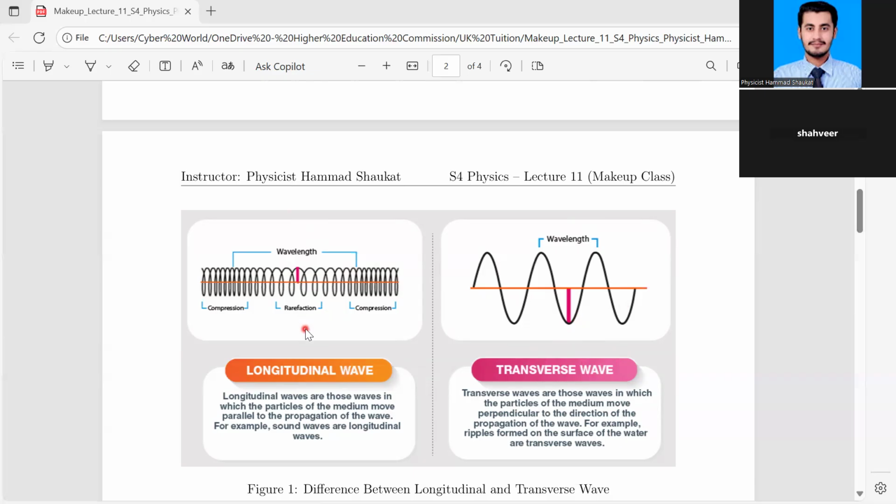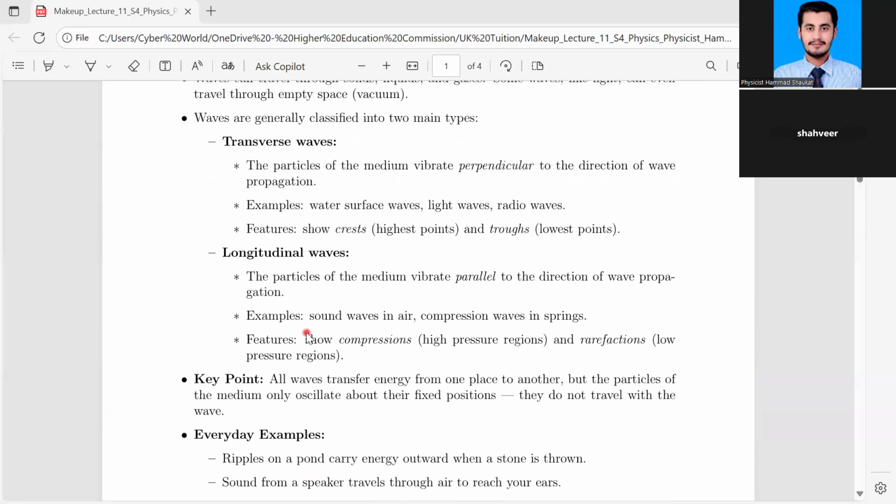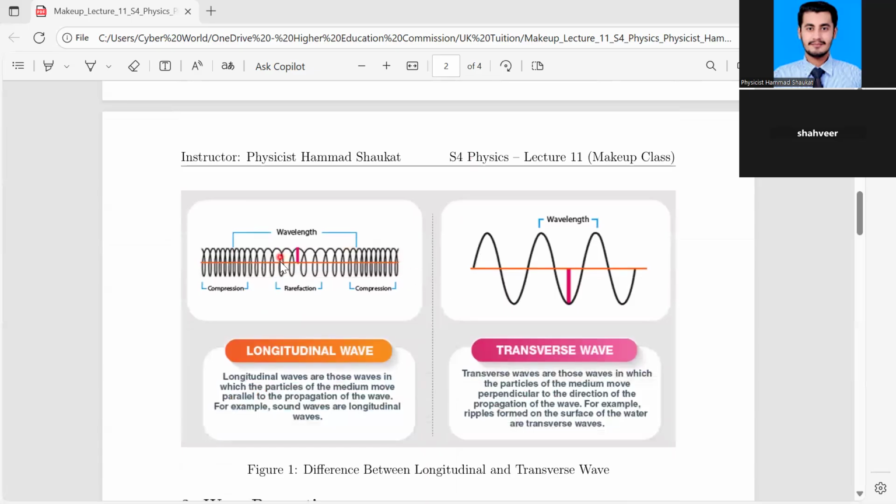In longitudinal waves, the direction of the wave's vibration is parallel to the direction of propagation, and in the case of transverse waves, your particles vibrate perpendicular to the direction of propagation. So the example of longitudinal waves is sound waves. Because it is side by side, where molecules are close to each other, compression occurs, and where the molecules are far away from each other, rarefaction occurs. Here you can see compression and rarefaction.